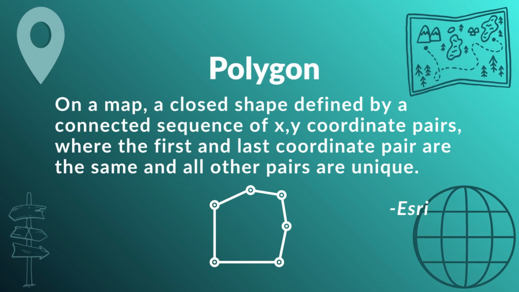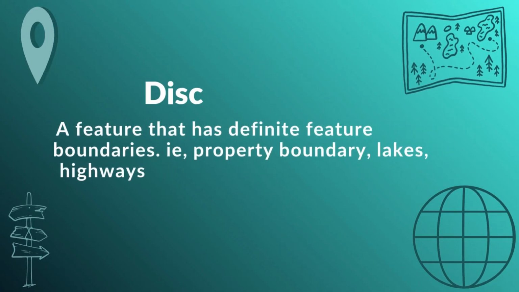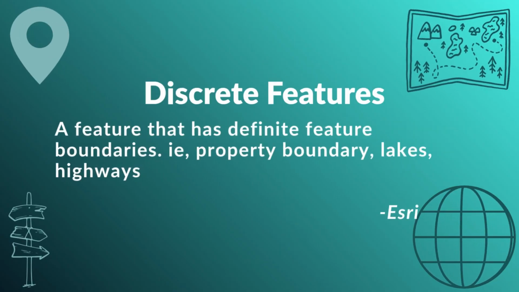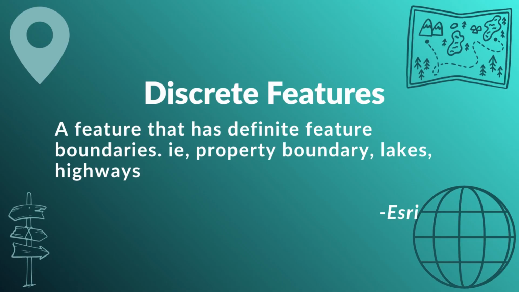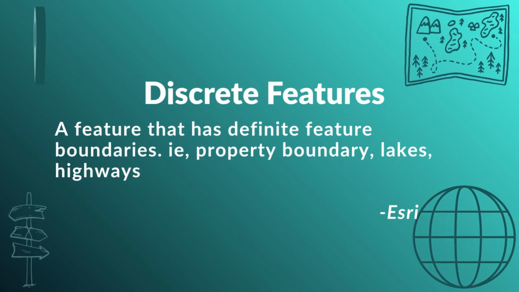And the power of vector is that each discrete feature has its own dedicated row in an attribute table. The database actually knows what it's looking at. Yeah, it knows that this specific polygon is, say, a property parcel owned by the city.